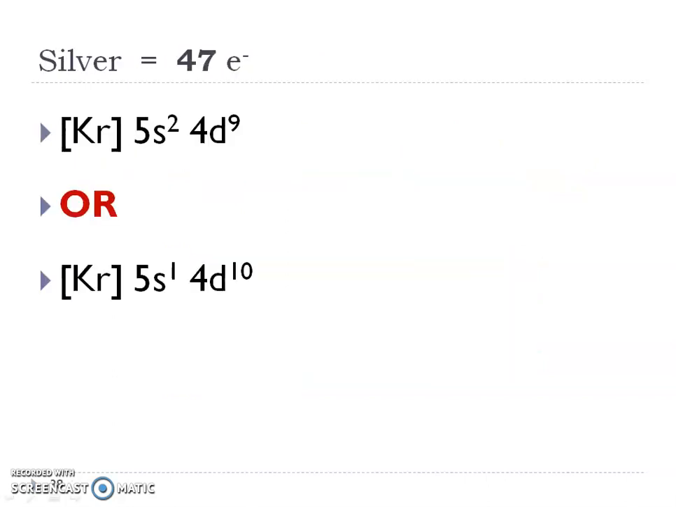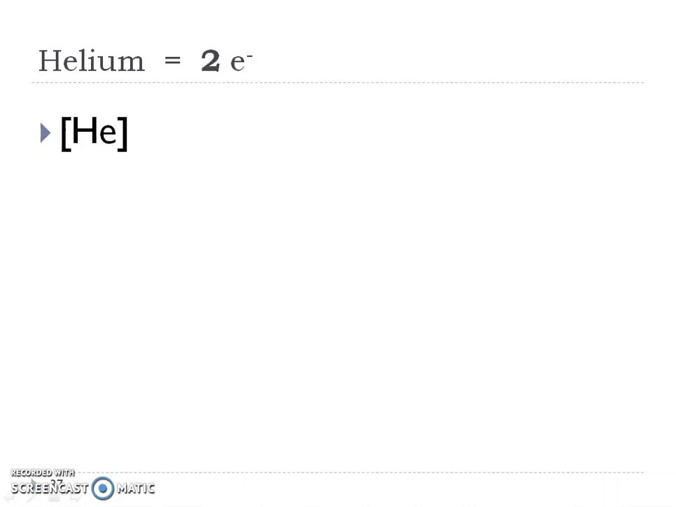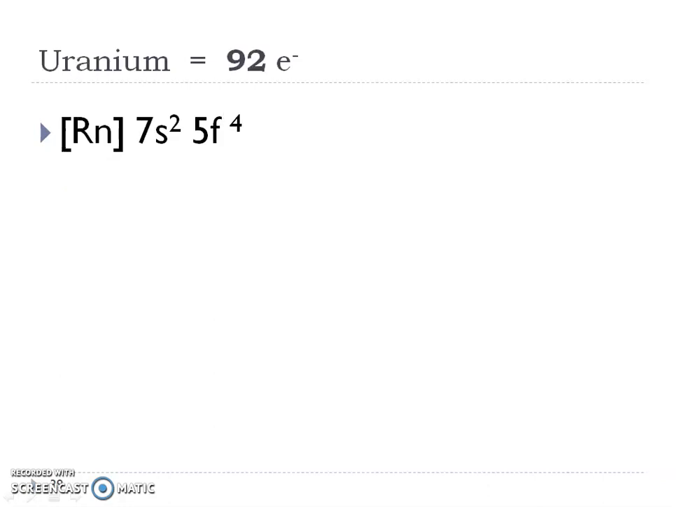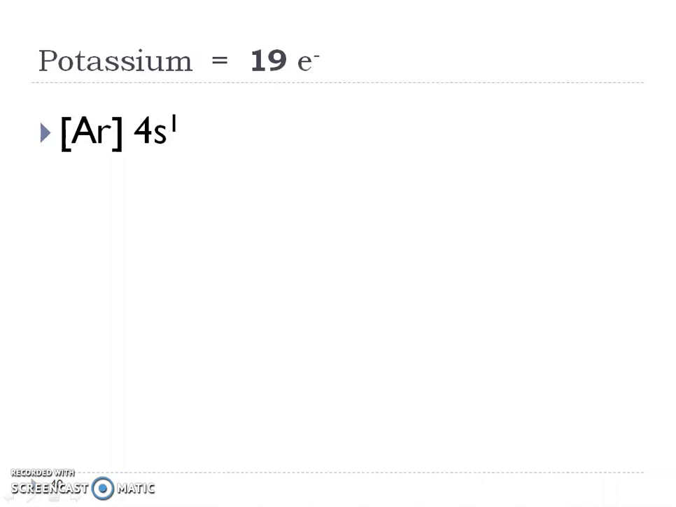Helium has 2 electrons, so helium is its own shorthand because it's a noble gas. There it is for silver. For our purposes this top one would be fine, but if you caught on, silver is one of those that probably follows the exception to the rule. But I'm not worried about silver; I'm more worried about chromium and copper. Here's uranium shorthand, and this one might be a little tricky because it is in the F section. And here's potassium.